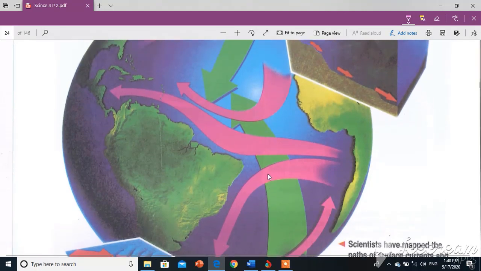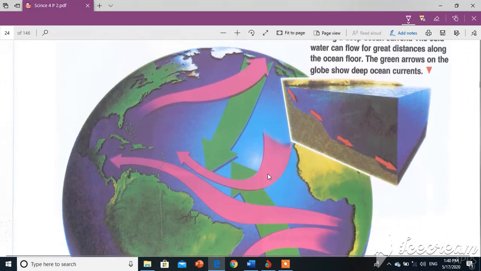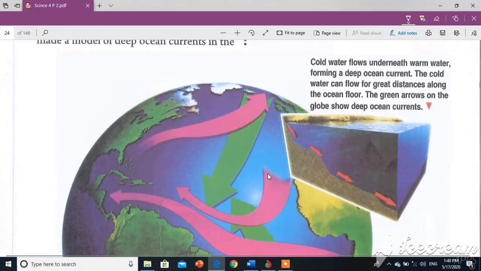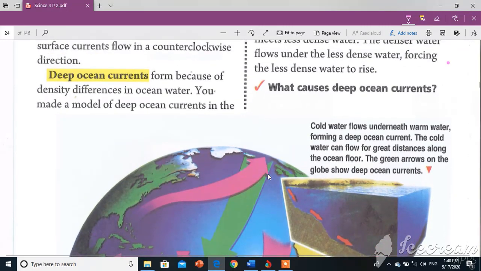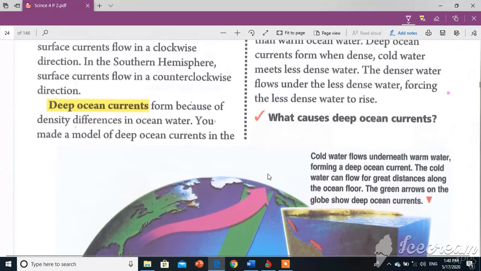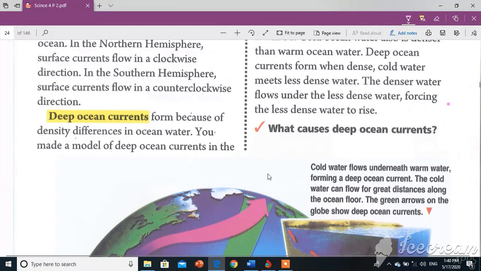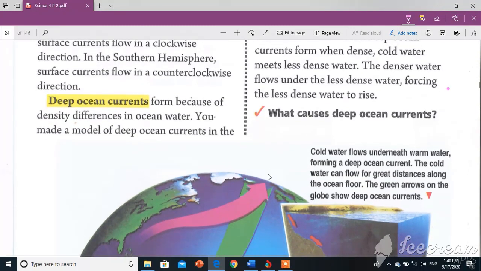But in the northern hemisphere, surface currents flow in a clockwise direction. Let's see now, how do deep ocean currents occur? Deep ocean currents form when dense cold water meets less dense water. The denser water flows under the less dense water, forcing the less dense water to rise.